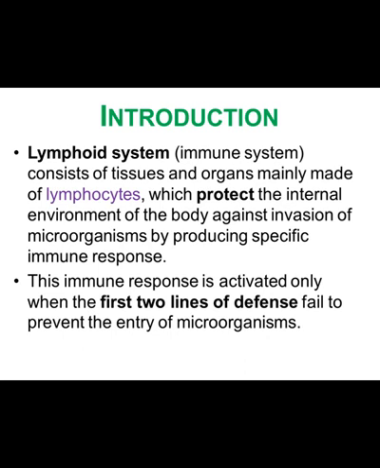The lymphoid system consists of tissues and organs mainly made of lymphocytes, which protect the internal environment of our body against invasion of microorganisms, and this protection is maintained by producing a specific immune response. The immune response is activated only when the first two lines of defense fail to prevent the entry of microorganisms.